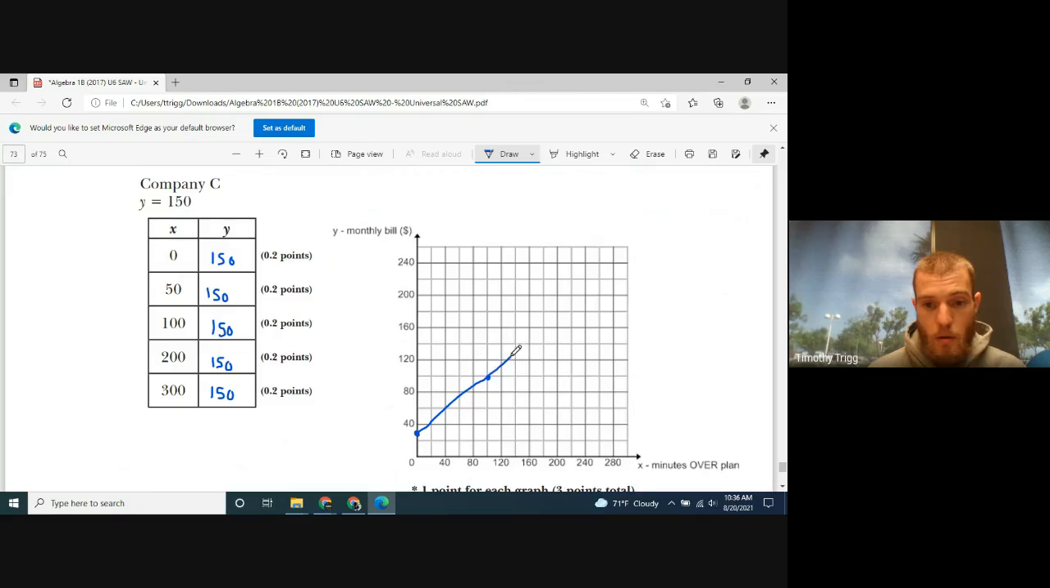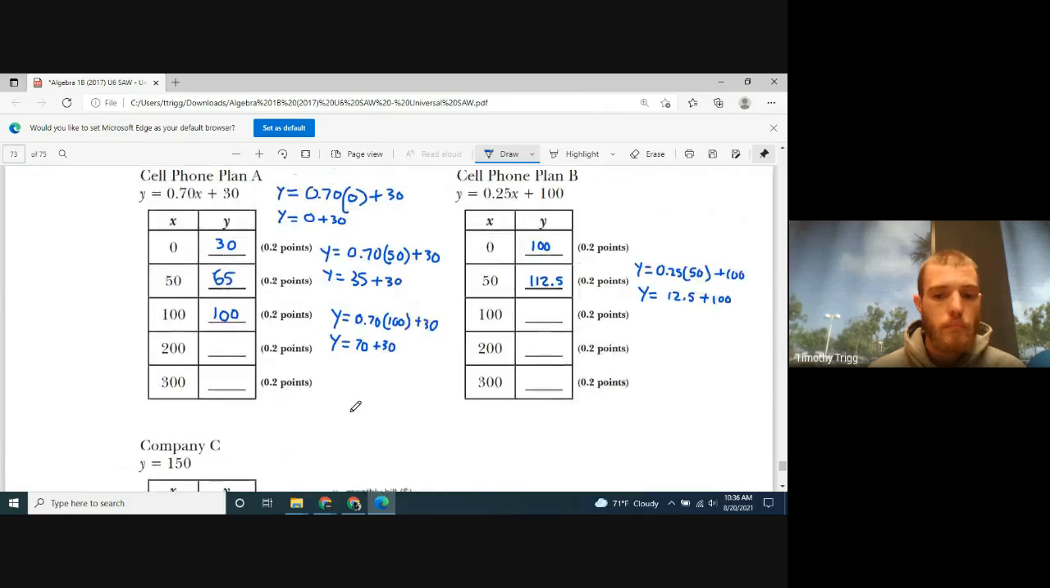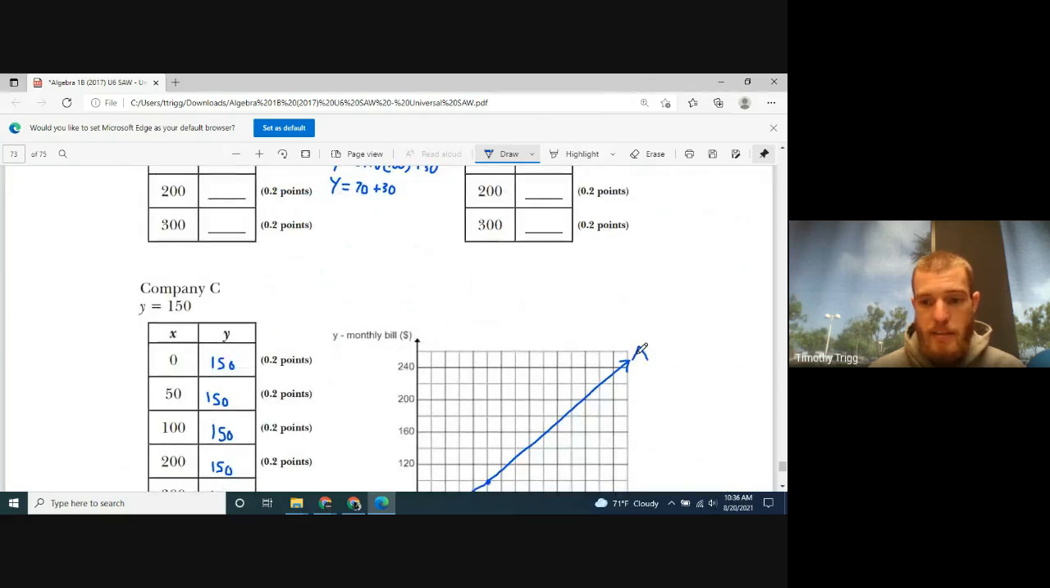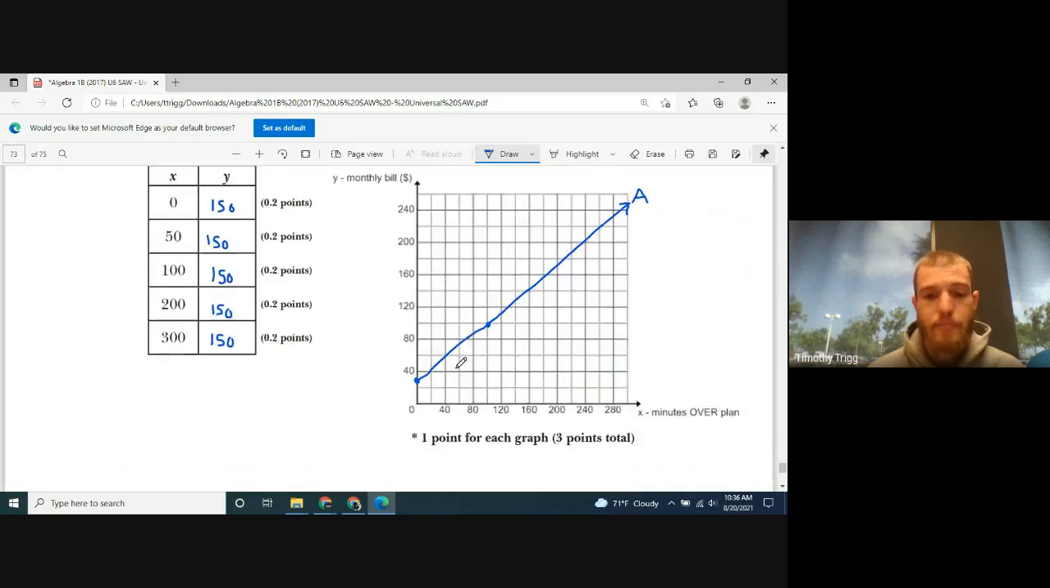Okay. Now, my line's not perfect because I'm not using a straight edge, but hopefully yours turns out even better than that. Actually, that one turned out pretty good, I would say. Okay. So this, I'm going to put an A here because this is cell phone plan A's graph.